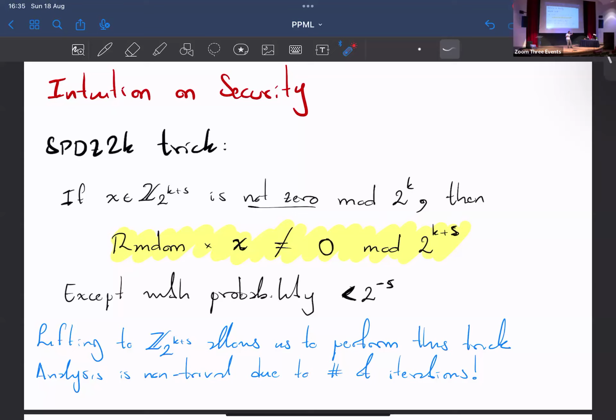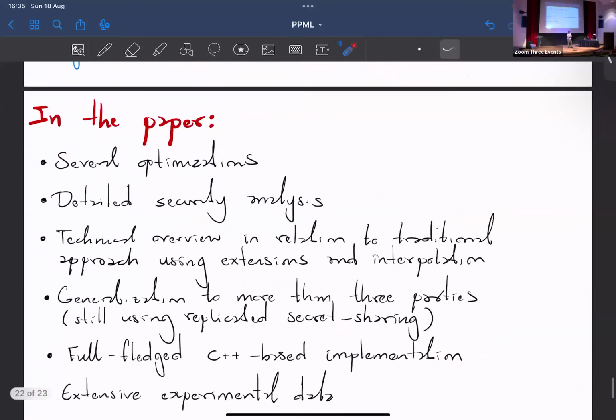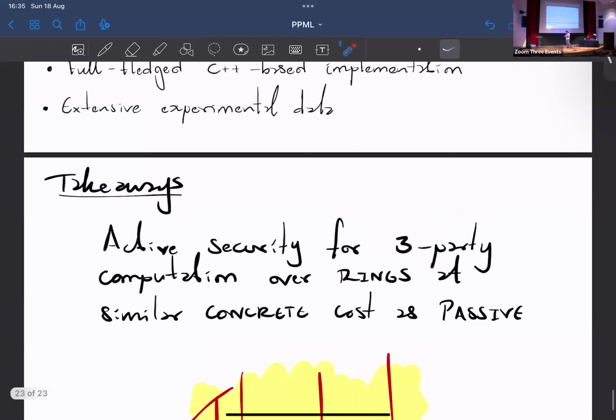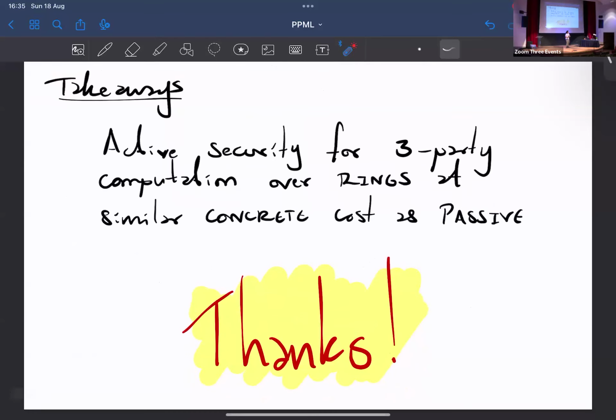Over rings, you have to have a little bit of a gap. That's at the heart of it, but the analysis is actually non-trivial because we take a bunch of sums and other things, but that's the heart of it. The paper has many other things: optimization, security analysis, generalization to more than 3 parties. So this works for 4, 5, 6, but still using replicated secret sharing. We have a full-fledged C++ based implementation and way more experimental data. So with this, I want to conclude, and thank you so much for your attention.